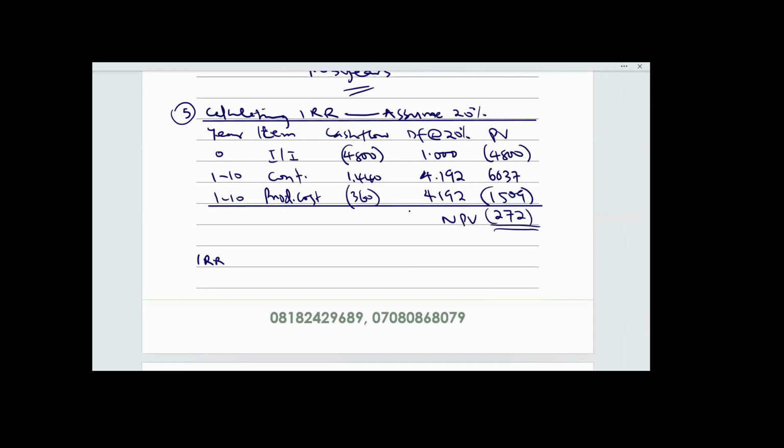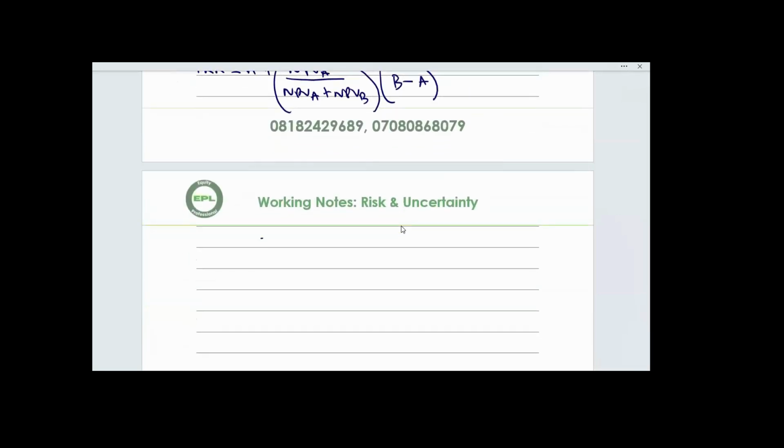So in this case, we have assumed 17% as the lower discount rate. We also assume 20% as the higher discount rate. So the internal rate of return is A plus NPV of A divided by the NPV of A plus NPV of B, all of this multiplied by higher discount rate minus lower discount rate. Okay, so equal.